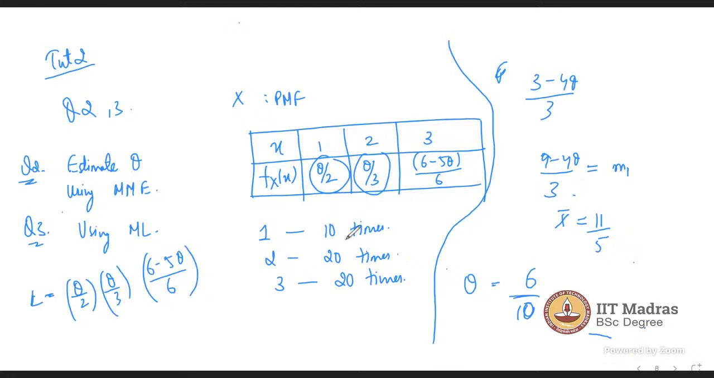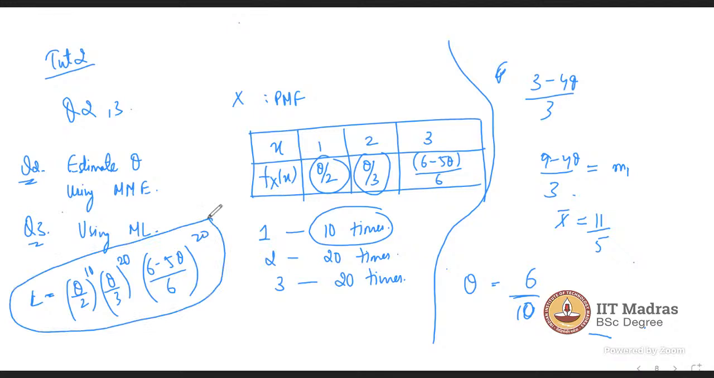But let's see here that 1 is coming out 10 times, so we'll have to multiply this 10 times. It will come out to be (theta by 2) to the power 10. Theta by 3 is coming 20 times, so this is (theta by 3) to the power 20. And ((6 minus 5 theta) by 6) to the power 20, because it is occurring 20 times. This is your likelihood function. We can also ignore the constants, so your likelihood function will be proportional to theta to the power 10 plus 20, that is theta to the power 30, times (6 minus 5 theta) to the power 20.